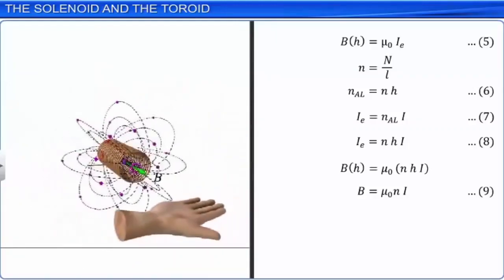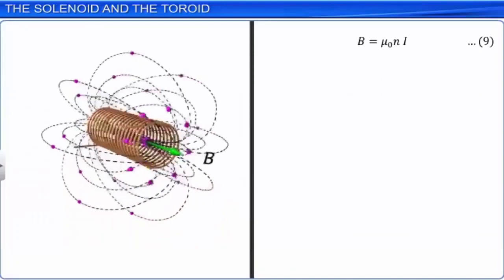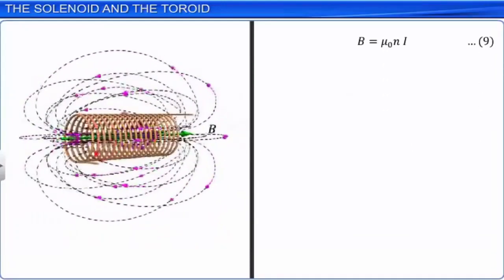From equation 9, it is clear that the magnitude of the magnetic field, B, is proportional to I. That is, the magnetic induction inside the solenoid is directly proportional to the current through the solenoid, when the number of loops of the solenoid is constant. Thus, as the magnitude of the current passing through the solenoid increases, the magnetic induction inside the solenoid also increases.